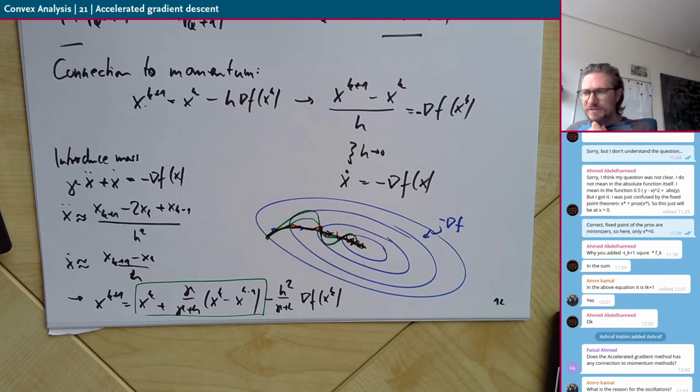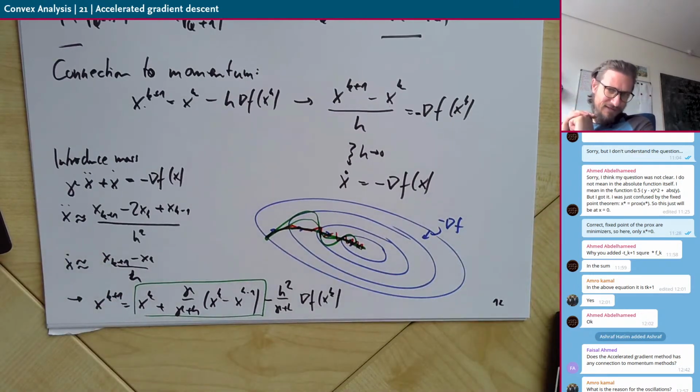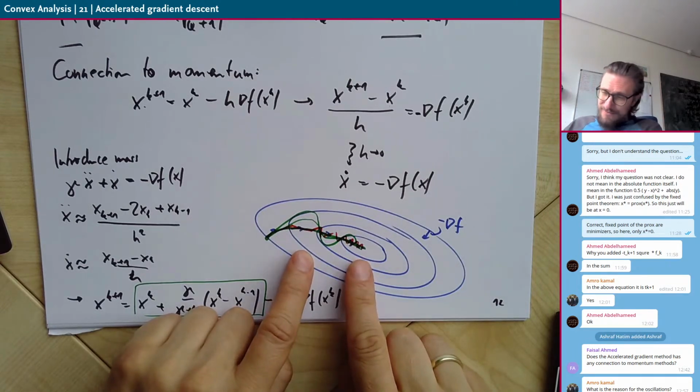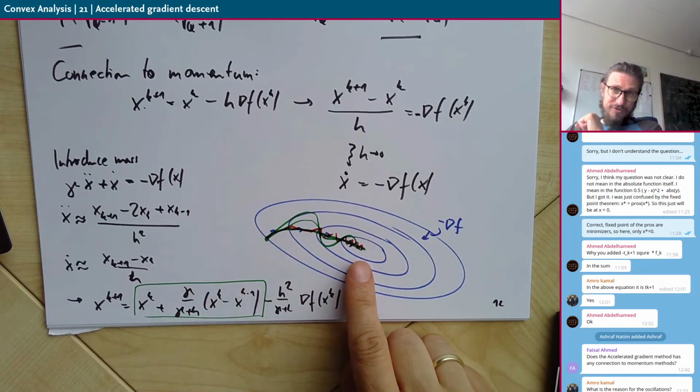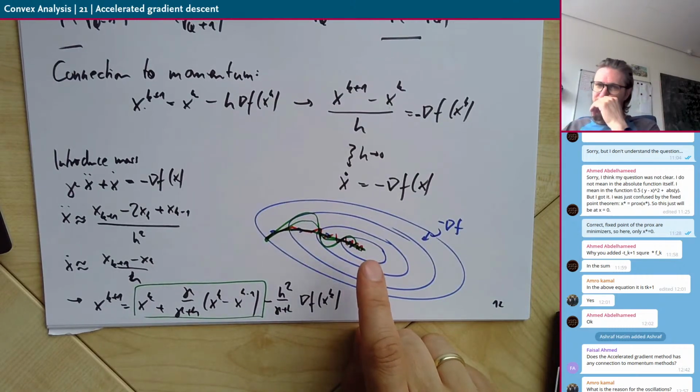Yeah, the reason for the oscillation, I can tell you a little bit about that. Of course, the oscillation depends on step sizes. And actually, the step size always makes a huge difference for gradient methods, but they are kind of impossible to choose in the best way.